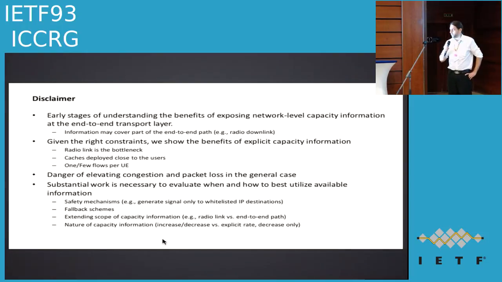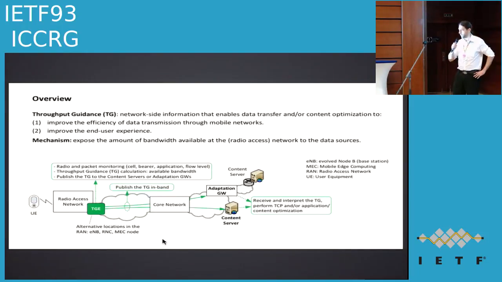What I'm going to talk about is a mechanism that we call throughput guidance, and what kind of improvements and optimizations can be made based on that. Throughput guidance is about exposing network-side information to the data sources in order to enable TCP level, content level or application layer optimization mechanisms. The information that we expose is the available bandwidth on the radio interface. I will explain in what granularity.